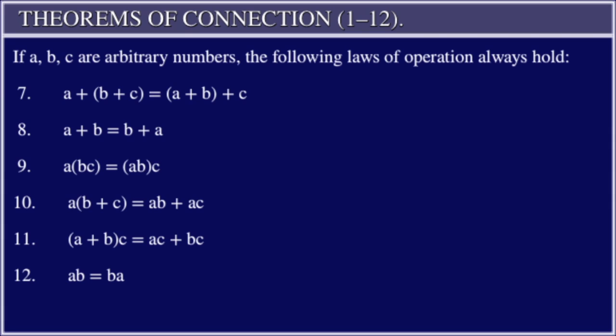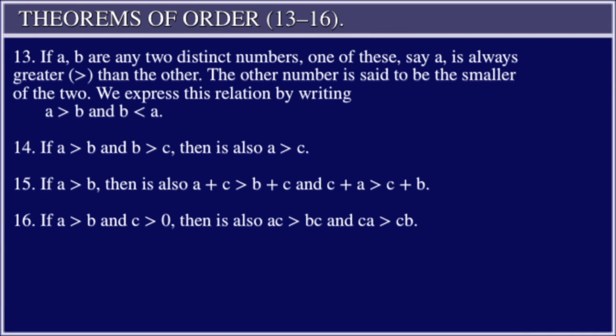If A, B, and C are arbitrary numbers, the following laws of operation always hold. 7. A plus the quantity B plus C equals the quantity A plus B plus C. 8. A plus B is equal to B plus A. 9. A times the quantity BC equals the quantity AB times C. 10. A times the quantity B plus C equals AB plus AC. 11. The quantity A plus B times C equals AC plus BC. 12. AB equals BA.